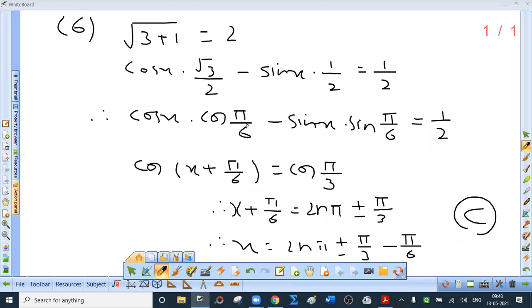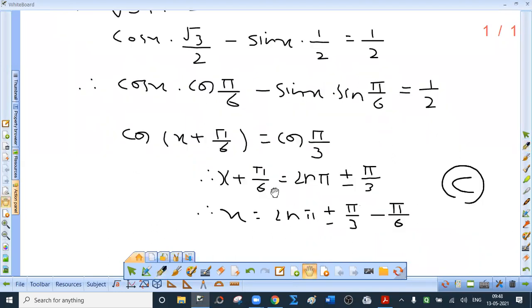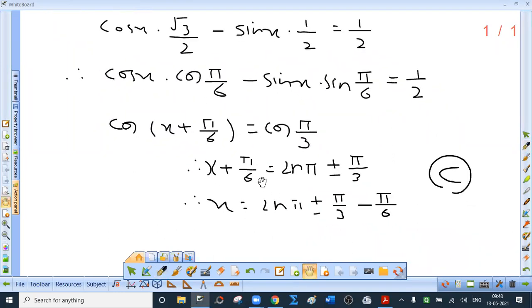Now root 3 by 2 can be replaced, rather should be replaced, by cos pi by 6 and this by sin pi by 6. So left hand side is expansion of cos of x plus pi by 6. You can check that. Now right hand side 1 by 2 can be replaced by what? Cos pi by 3, right? Now cos theta equal to cos alpha has general solution theta equal to 2n pi plus minus alpha. But theta is x plus pi by 6. Again rearrange the terms to get correct answer as 2n pi plus minus pi by 3 minus pi by 6. So correct option is C, Calcutta.